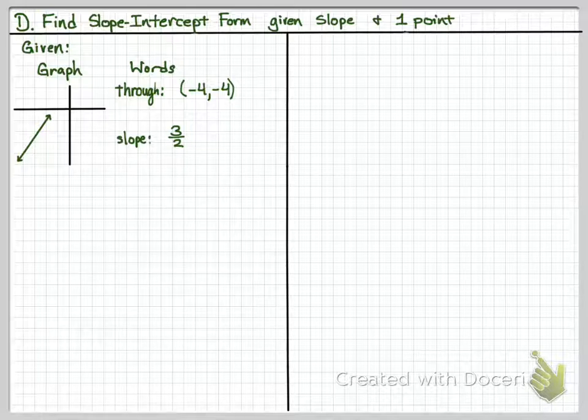This video is focusing on how to find the slope-intercept form when you're given the slope and one point. So a little bit more complicated than the previous video where we had slope and intercept given to you. So we've got to do a few more steps here.